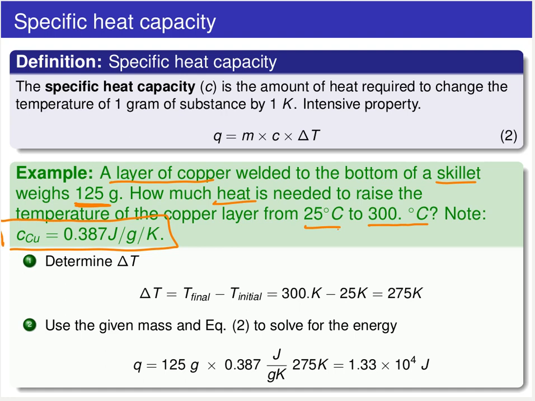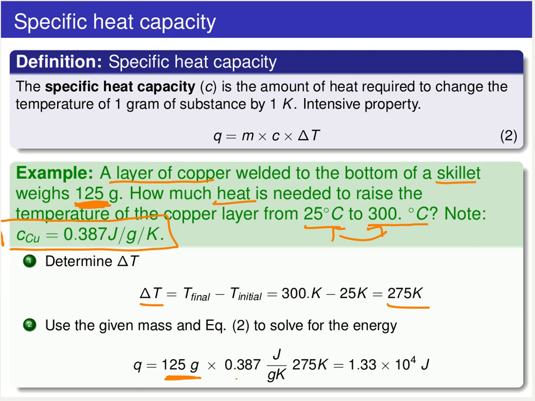Mass is given for us, but all we're given here is a final and initial temperature. So our first step is going to be to determine what sort of temperature change we're dealing with. In this case, it's going to be 275 Kelvin. And of course, it's going to be a positive value because we are heating up that copper welded to the bottom of that skillet. Then we're going to plug in that 275 Kelvin into equation 2, and then plug in the values for the mass, 125 grams. We saw that before, right up there.